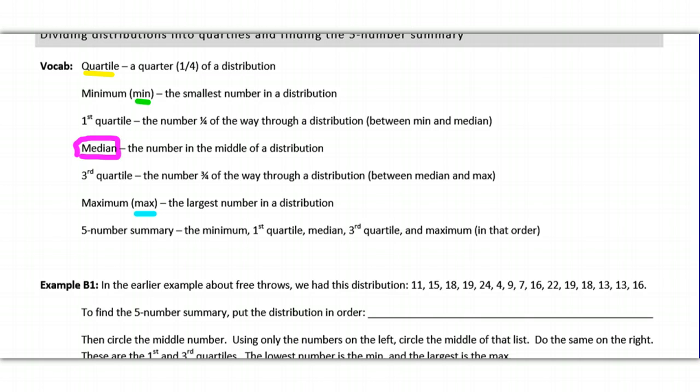When you cut the list in half into the part below the median and the part above it, the middle of the bottom half is called the first quartile. So it's 1/4 of the way through the distribution. It's between your minimum and your median. On the other end, you have your third quartile. This one is 3/4 the way through, and it's halfway between your median, your middle, and your maximum. So they're all in order here, from the smallest, the minimum, to the max, the largest, the quartiles, and the median.